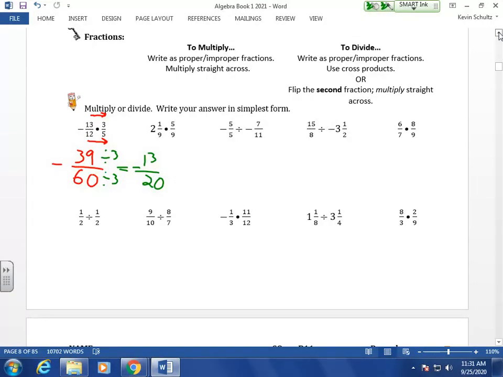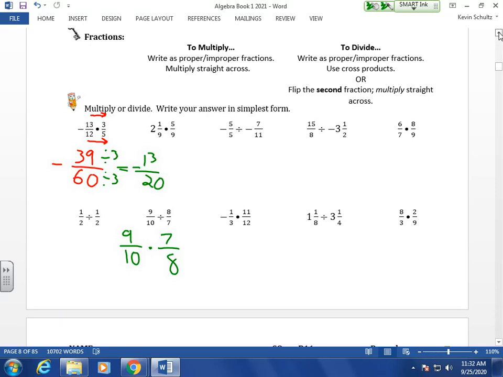Change refers to the operation. Changes to what? Multiplication. And the flip refers to the second. I like that. That's clever. I just always call it the flipping method. Learn something new every day.